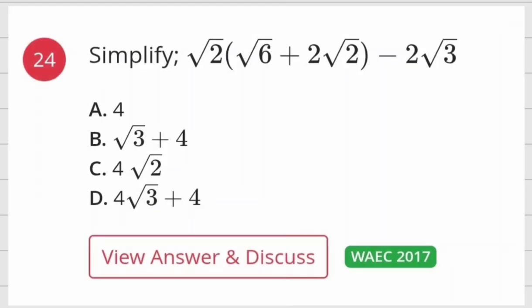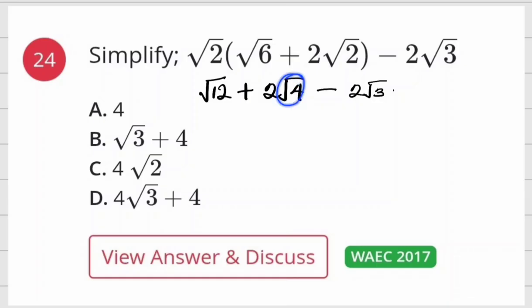This is question number 24. We are to simplify root 2 into the bracket of root 6 plus 2 root 2 minus 2 root 3. We are going to use root 2, distribute it over this by multiplication. So root 2 times root 6 gives us root 12, plus root 2 times root 2, of course that will give us root 4, then root 2 times 2 root 3 gives 2 root 4 minus 2 root 3.